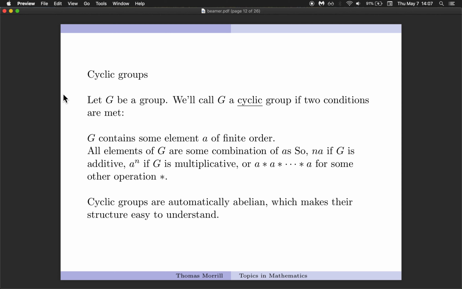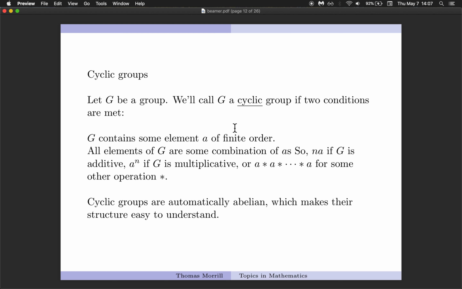Okay, part two. Let's get on to some new stuff. This is a new and special kind of group. So I'm going to start out with G being a group, right? So G is a set containing some elements, and there is some kind of operation that combines those elements and gets me back a new element, right? Seen that already.